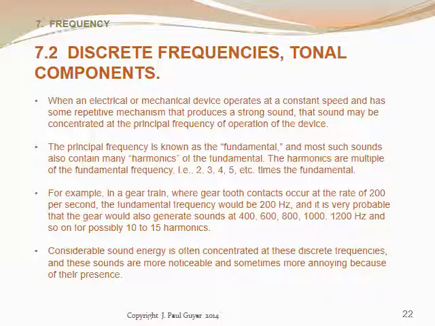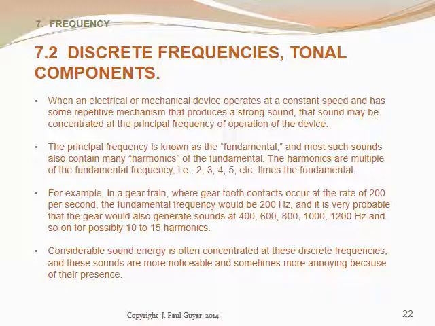When an electrical or mechanical device operates at a constant speed and has some repetitive mechanism that produces a strong sound, that sound may be concentrated at the principal frequency of operation of the device. Examples are the blade passage frequency of a fan or propeller, the gear tooth contact frequency of a gear or timing belt, the whining frequencies of a motor, the firing rate of an internal combustion engine, the impeller blade frequency of a pump or compressor, and the hum of a transformer. These frequencies are designated discrete frequencies or pure tones when the sounds are clearly tonal in character and their frequency is usually calculable. The principal frequency is known as the fundamental, and most such sounds also contain many harmonics of the fundamental. The harmonics are multiples of the fundamental frequency, i.e. 2, 3, 4, 5, etc., times the fundamental.